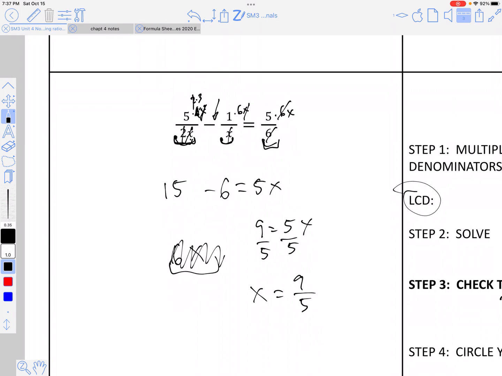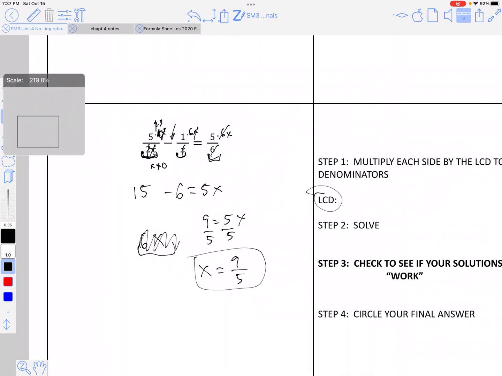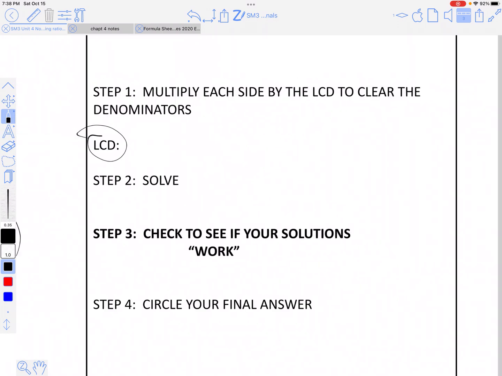Alright, so let's take a look. So 2 times what creates 0? x cannot be 0. So this is okay. This is our solution. So multiply each side by the least common denominator to clear the denominators. Solve. Check to see that your solutions work by checking the excluded values, and circle your final answer, and you're done.